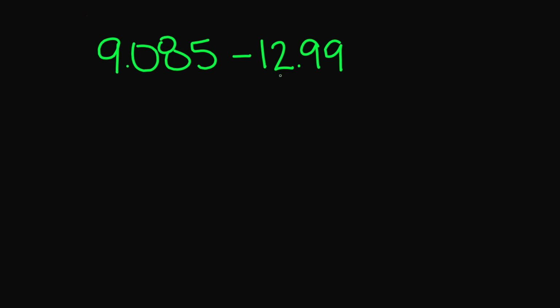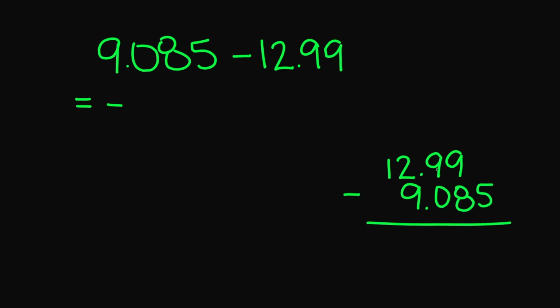9.085 minus 12.99. I already know based on this example, I'm going to get a negative answer because I'm subtracting a larger decimal from a smaller decimal. But I'm going to rewrite and add my larger decimal on top minus the smaller decimal. All right, I'm going to fill in the empty spaces with imaginary zeros. And now I'm going to subtract. My decimal point is lined up and my numbers are lined up.